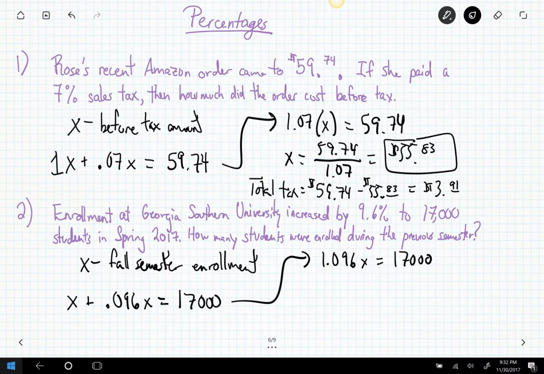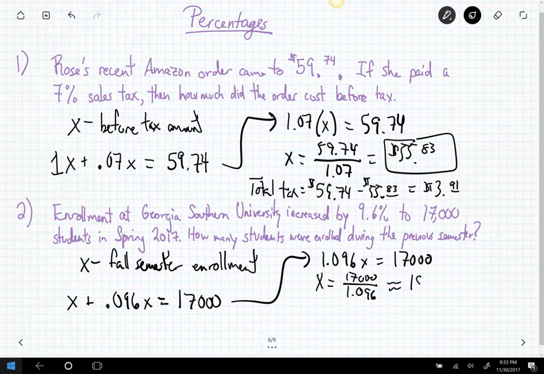So if we take x equal to 17,000 over 1.096, what do we get? Well, we get approximately, and since we have students is what we're talking about, we want to round to the nearest student. So 15,511 students.